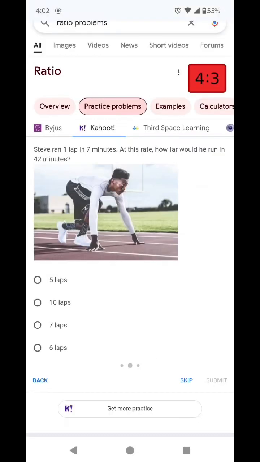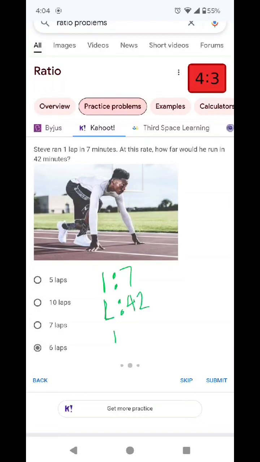He ran 1 lap in 7 minutes. At this rate, how far would he run in 42 minutes? So they gave us a rate, which is also a ratio. I'm comparing laps and minutes, okay? So laps to minutes. So I have 1 to 7. Then I have an unknown amount of laps to 42 minutes.